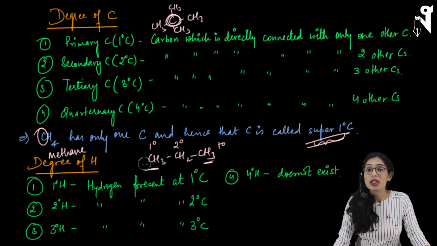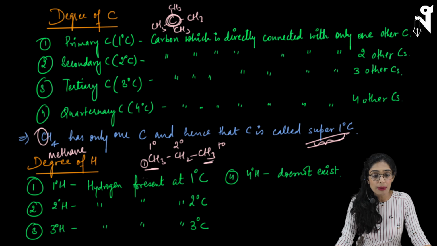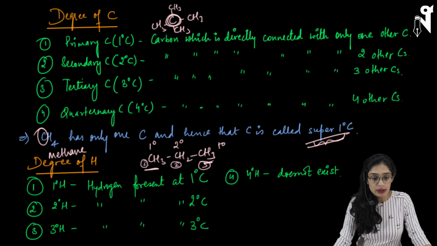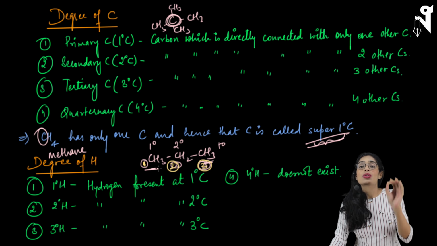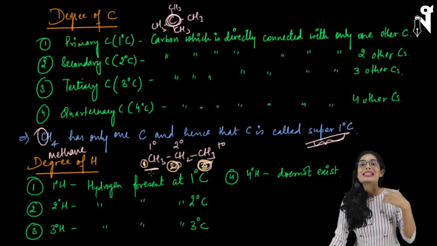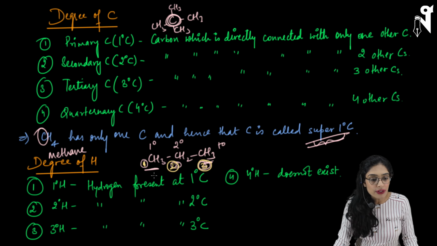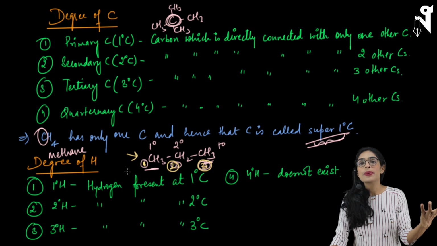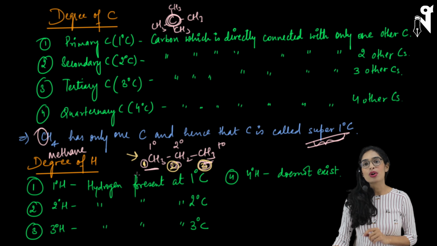If somebody asks me what is the degree of hydrogens present on the first carbon, let's say this is the first carbon, this is the second carbon, and this is the third carbon, assume. The degree of the carbon will decide the degree of the hydrogen also. So the degree of the first carbon is primary, so the degree of hydrogens is also going to be primary. What type of carbon it is attached to will decide the degree of hydrogen.